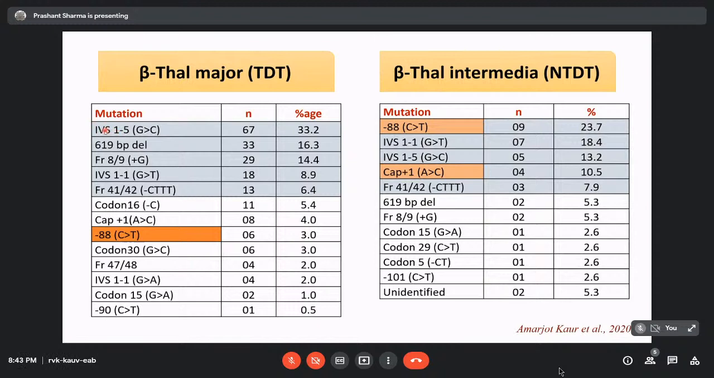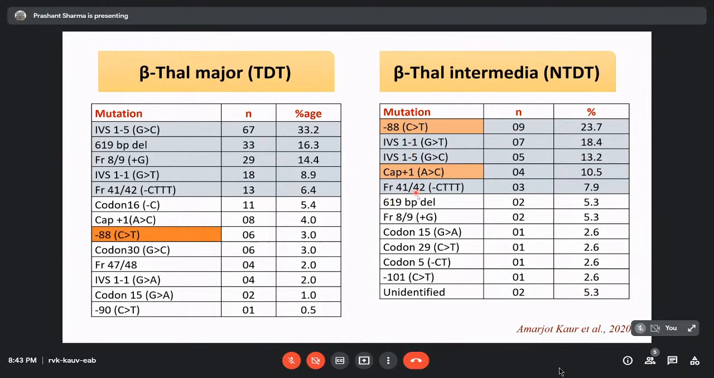And when we look at thal major or transfusion-dependent thalassemia, we get the top 5 that we talked about earlier: IVS15, 609 BPD, frameshift 89, IVS11, and frameshift 4142. These are the commonest mutations. When we look at thal intermedia or non-transfusion-dependent thalassemia, the situation changes. The top mutation becomes minus 88 C2T. A new entrant comes into the top 5, which is CAP plus 1. This was at number 8 in the thal major list. And obviously, everybody else has to move down.